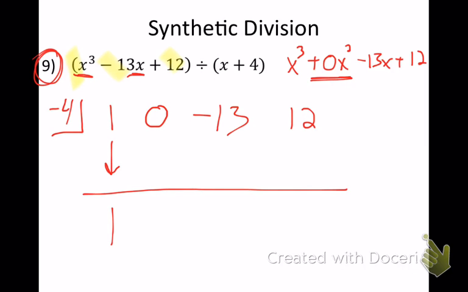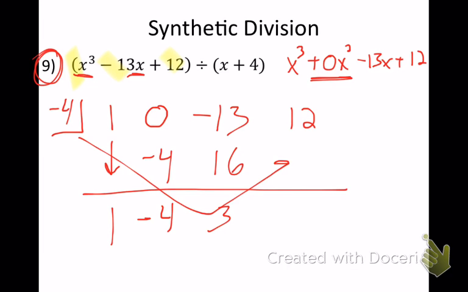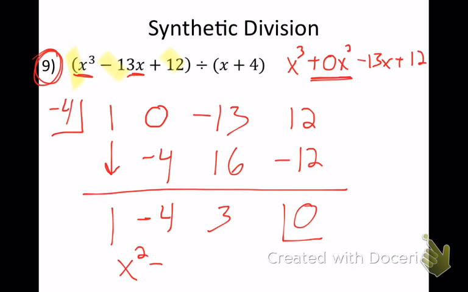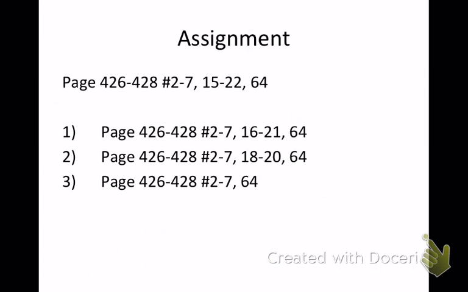So if you work this one out, you do negative 4 times 1. You get negative 4. 0 and negative 4 is negative 4. Multiply again. Negative 4 times negative 4 is 16. Negative 13 and 16 is 3. Multiply again, I get negative 12. So I have 0. So will I have a remainder here? No. Nope. So I have x squared minus 4x plus 3. And that's my answer there because there's no remainder. Nice job. And here's your assignment.